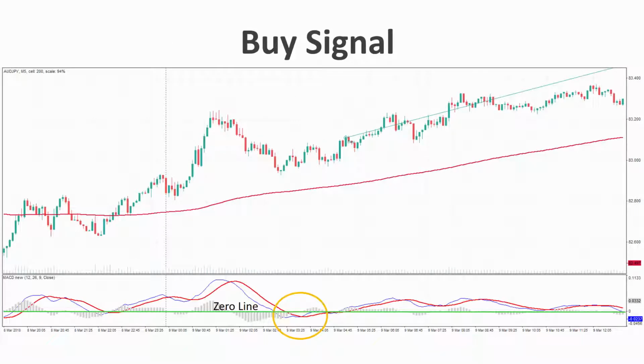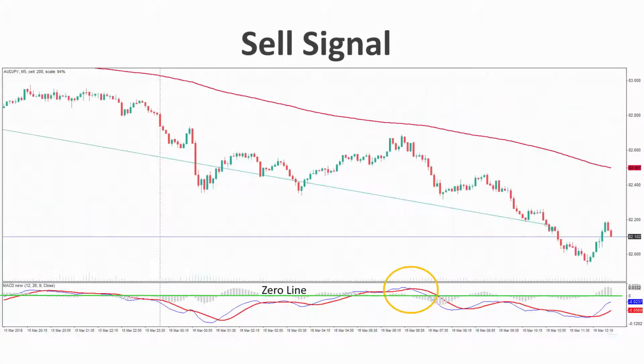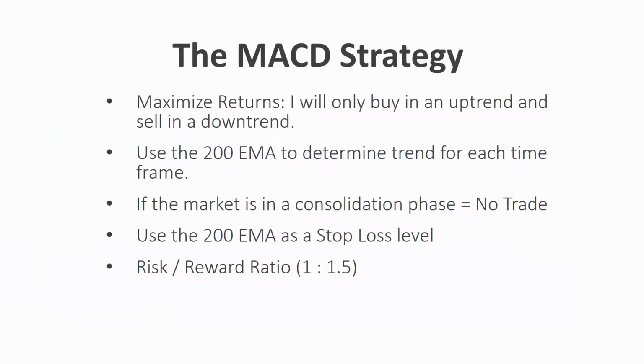The buy signal will occur when the MACD lines cross over below the zero line and the price is in an uptrend. The sell signal will occur when the MACD lines cross over above the zero line and the price is in a downtrend. For my trades, I will use a 1 to 1.5 risk-reward ratio, which means that, for example, for each trade that I risk $100, I have the potential to earn $150.